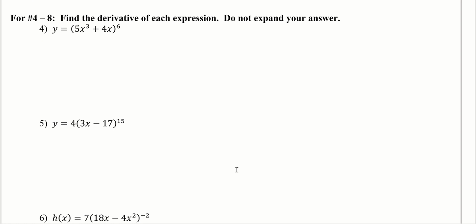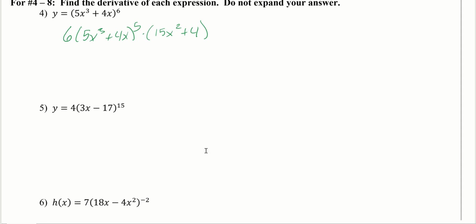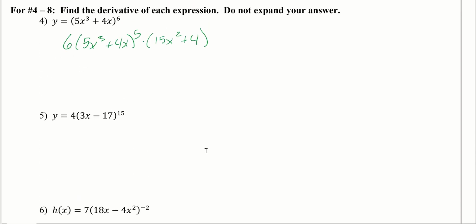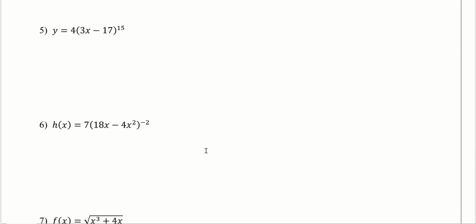Okay, and so number 4 here, I'm going to take the derivative of the outside. So that'd be 6, keep this guy exactly the same, take 1 away from the exponent, and then multiply by the derivative of this, so that would be 15x squared plus 4. And we'll stop right there. That'd be quite the problem to try to multiply out and expand like it says up there. Okay, so you don't want to expand at the beginning or at the end, at least for these ones.